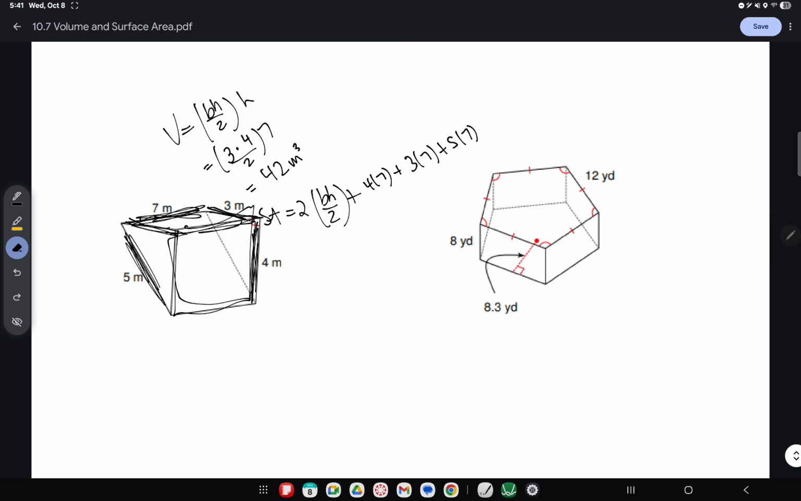Oh, I didn't even put in the base and the height of the triangle. It's 3 by 4. So let's see. These 2's are going to cancel out. So I'm left with 3 times 4, so 12. 4 times 7 is 28. 3 times 7 is 21. And then 5 times 7 is 35. So 12 plus 28 plus 21 plus 35. And that gives me 96 meters squared.